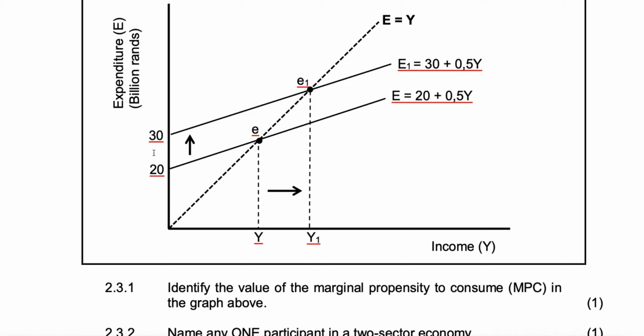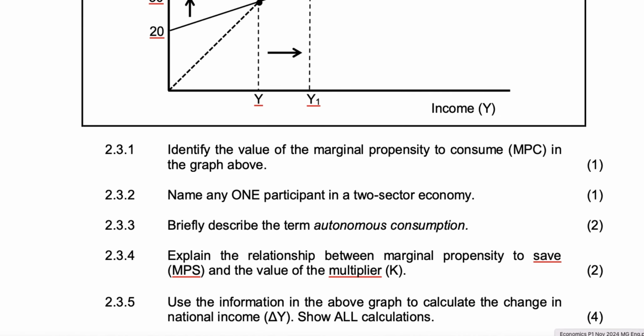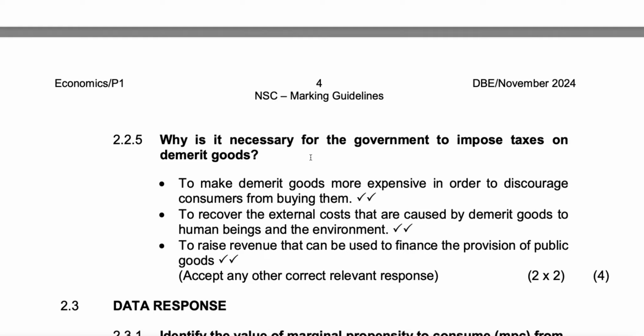So now that we have 2, what is the change in injection? 30 minus 20, that's 10 billion rands. Don't forget this part, billion rands. Okay, billion rands. So 10 billion times 2, which is 20. So that's how you do it. So that's our 4 marks.